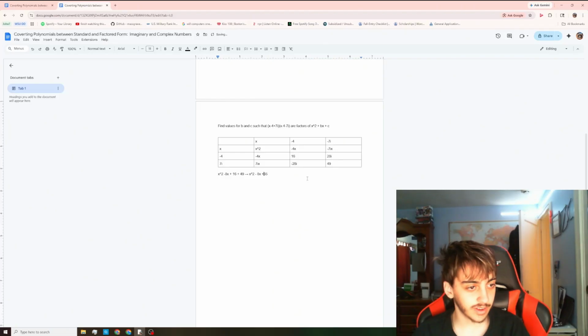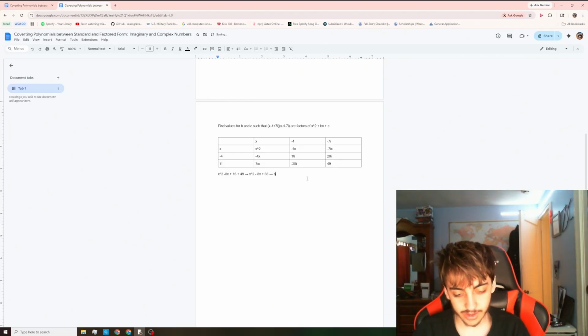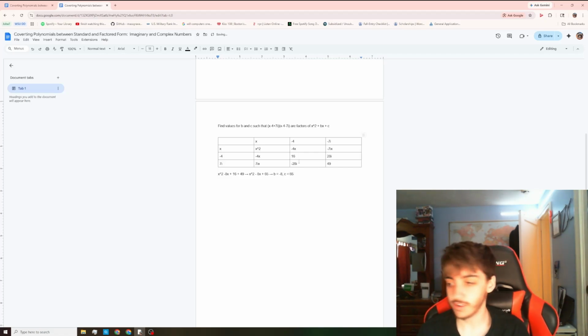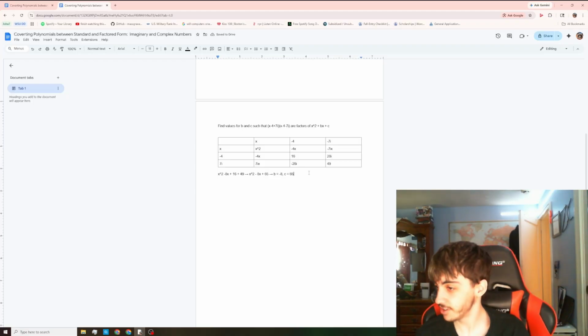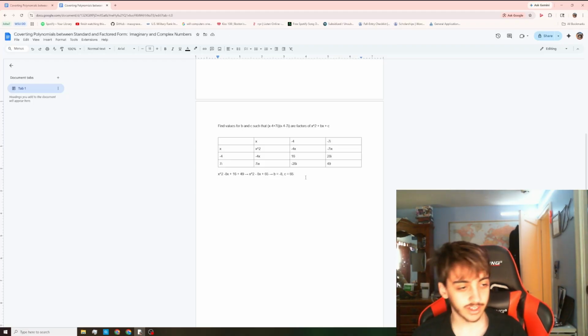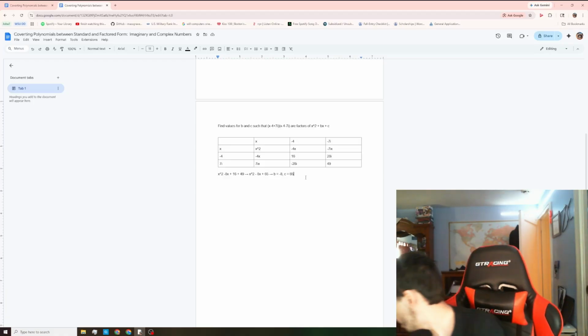So now we know that b equals negative 8 and c equals 65. So those are our values for b and c. So you see that wasn't actually too hard. And now we're going to do our final example for this one. It's going to be pretty tricky, but I think we can get it done, guys.